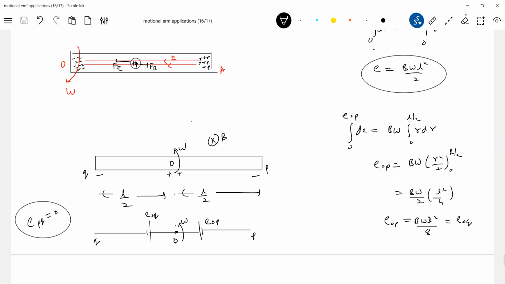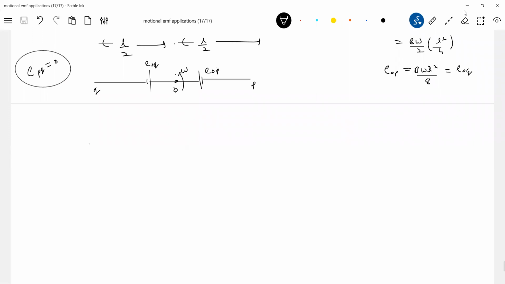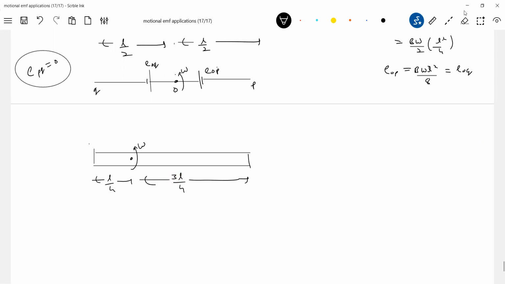Minus L/2 to plus L/2, we can write it. But in numericals, we should break up the rod. The rod is in 2 parts, and in each part there will be EMF induced. The net EMF will be 0. Now instead of mounting the rod at the center, let me mount the rod at 1/4 of the end. Now B bar, let me take out of the plane. Everywhere B bar is out of the plane.